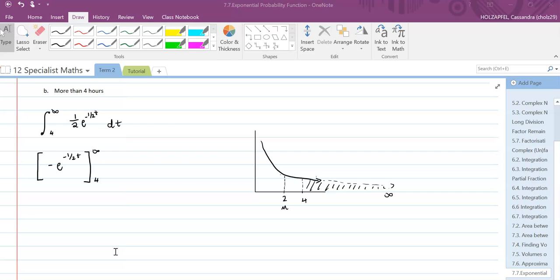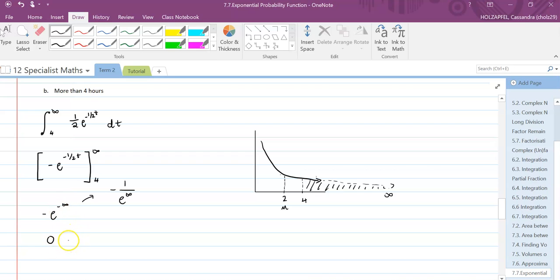Since we're going to positive infinity though, I want to think about what's happening. As we increase this value here, 1/2 times infinity is just going to become infinity, and this is going in the negative direction. So this value will actually be negative e to the power of negative infinity. What does this actually mean? This is the same as saying -1 over e to the power of infinity, which is a very, very small number. As this number tends towards infinity, the value of this is going to tend towards 0. So that's why I'm going to put 0 as my first term.